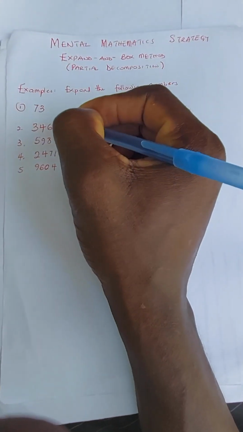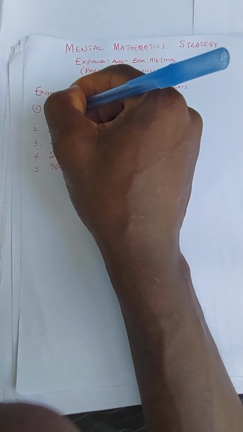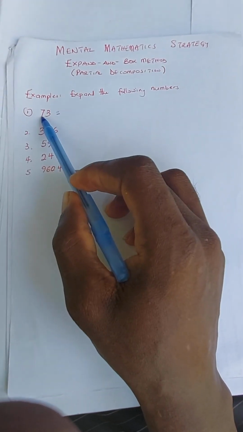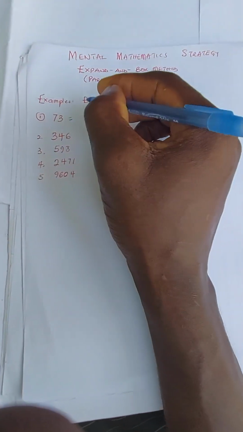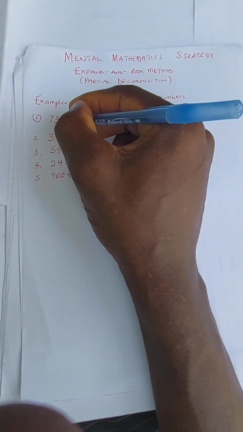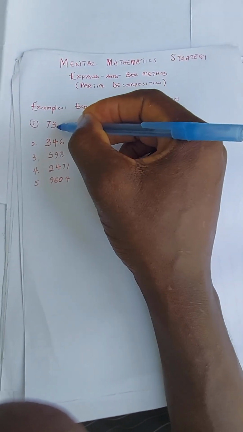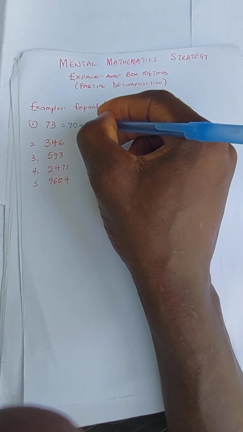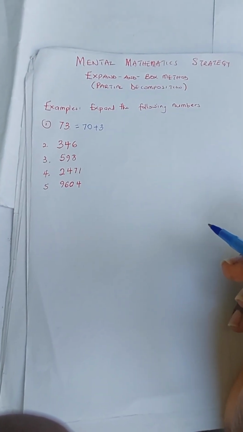The first one is 73. So to expand 73, this is what you do. You write the very first number 7 and convert the other number to 0. So you get 7 and convert 3 to 0. You get 70. Then plus, you take the next number 3. So 73 is the same as 70 plus 3.